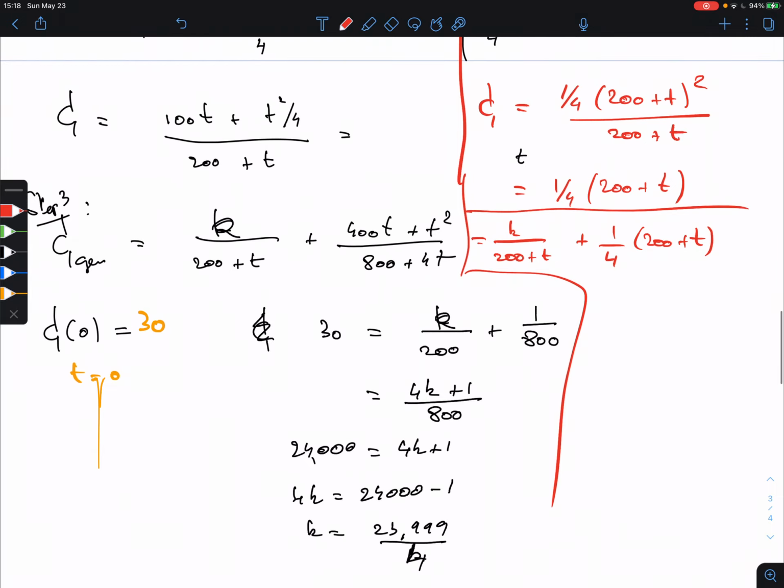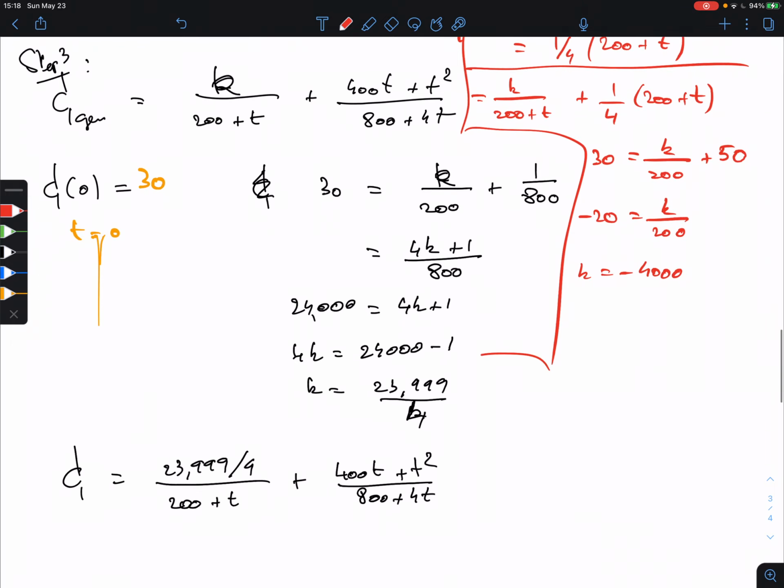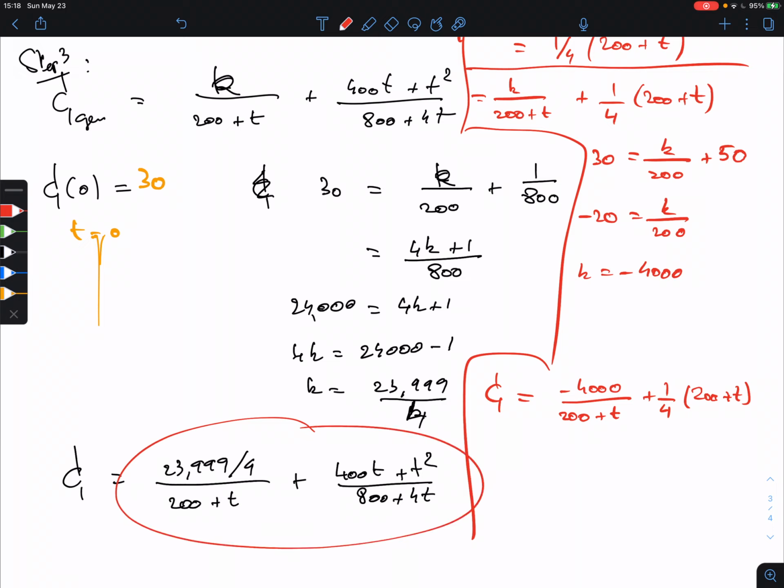So in this case, we would have 30 equals k over 200, with t equal to 0, plus 200 divided by 4 is 50. And so this is much easier to see now what k would be, right? So minus 20 equals k over 200. So we get k is equal to minus 4,000. And so the solution, therefore, is minus 4,000 over 200 plus t, plus the particular solution that we had here, 200 plus t over 4. Now you might not be convinced that it's the same, but this is now the same.